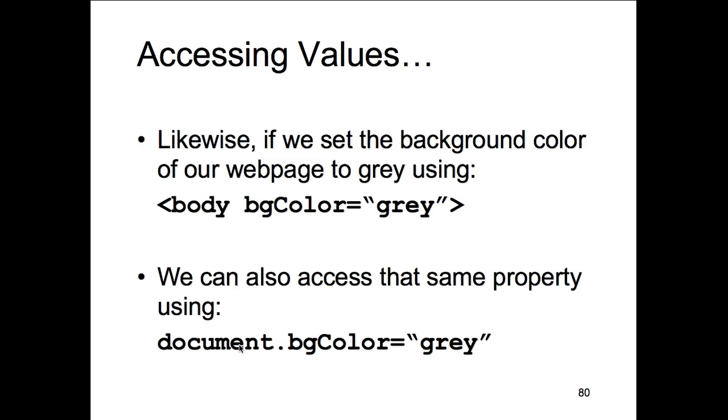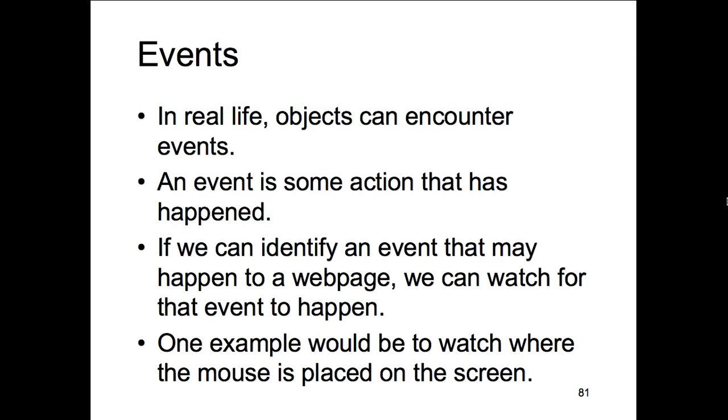Likewise, if you want to set the background color of the web page to gray, you can say body bgcolor is equal to gray. Or you can access the property and say document.bgColor is equal to gray. These two things are doing the same thing. But here in the body tag, you're setting the background color of the body to gray. Here we're getting at the tag for the document, and we're setting it to gray. So we're using the object model to navigate and change the attributes for the different components that are part of it.